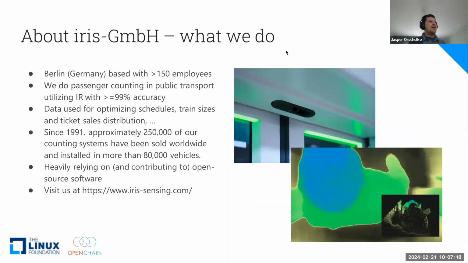And we do passenger counting in public transport by using infrared cameras, and we achieve over 99% accuracy doing so. You might actually have seen it at some point in public transport. They are placed right above the door. And this data is then used for scheduling, optimizing schedules of trains and the actual train size, so the number of carts, and also the distribution of ticket sales within the network of public transport providers.